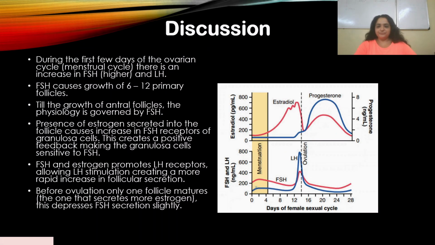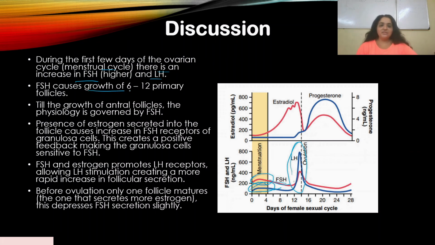Okay, so during the first few days of the ovarian cycle, that's the menstrual cycle, there is an increase in FSH and LH. There's more of FSH, you can see here, and there's a slight increase in LH. FSH and LH are important as and when the follicular phase begins. FSH and LH play a very important role in ovarian follicle development. So they definitely don't gradually decrease. In fact, by the end of the follicular phase, before ovulation, both of them are going up. They're gradually increasing.